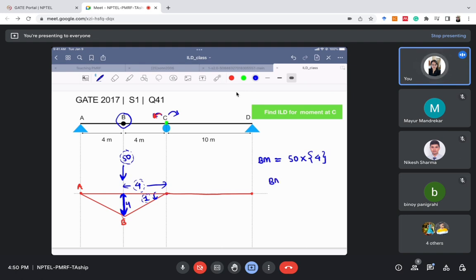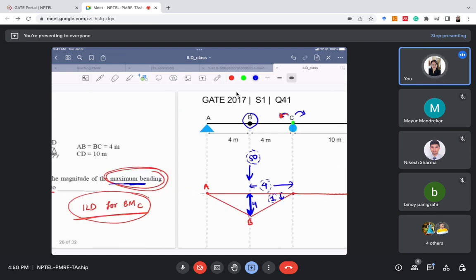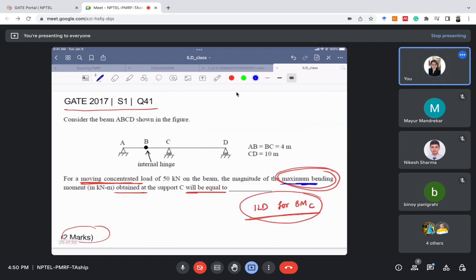So I'm multiplying it with 4. Whatever the value of the bending moment will be, it will be the maximum bending moment, and the answer is 200 kilonewton meter. So this is our answer. And if it is a fill in the blanks type of question, it will be 200 here.